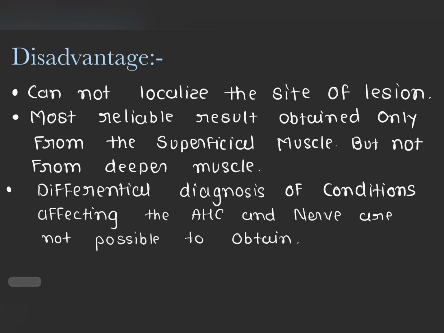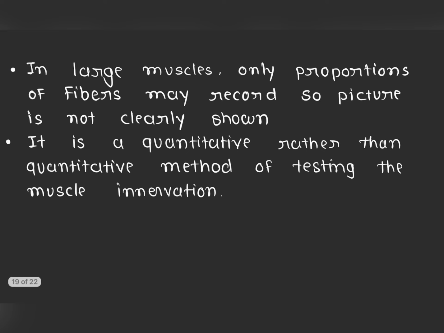Disadvantages: cannot localize the site of a lesion. The most reliable results are obtained only from superficial muscles but not from deeper muscles. Differential diagnosis of conditions affecting the anterior horn cell and the nerve is not possible. In large muscles, only a proportion of fibers may be recorded, so the picture is not clearly shown.